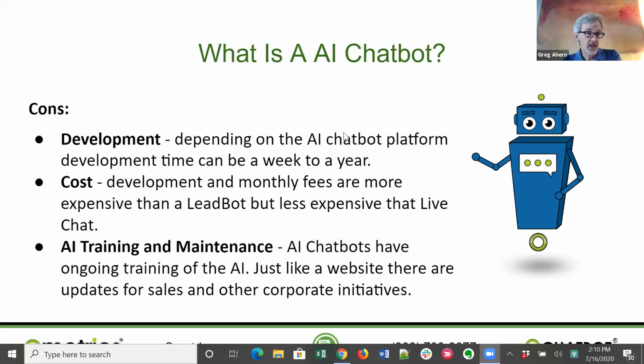The cons of an AI chatbot is it takes a little time to put it together. Depending on what kind of platform you use, if you're going to build it from scratch, it could take a year or more. If you're going to use a tool, then it could take a week or a month, depending on the complexity of it. The cost is going to be more than a lead bot, but probably less than a live chat when you have people supporting that live chat.